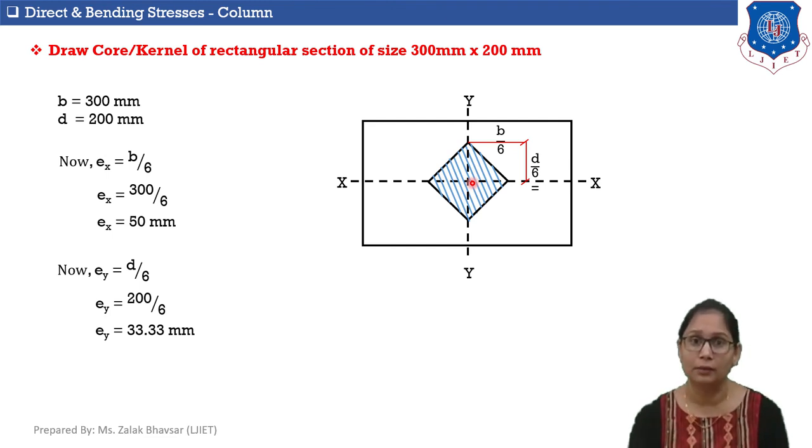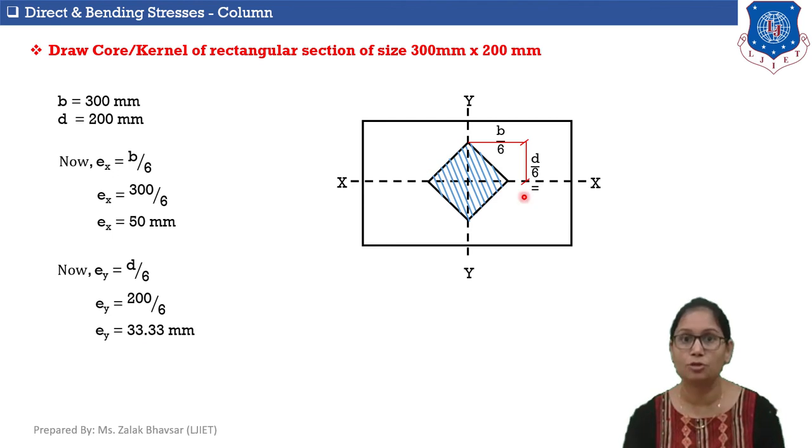And I mark another point on negative x-axis at a distance 50 mm from point O. Okay, so these 2 points represent e limits in x direction. Now, similarly, if I calculate ey, which is e limit in y direction, which is equal to d by 6. Here in our case, d is equal to 200. So, ey is equal to 33.33 mm.